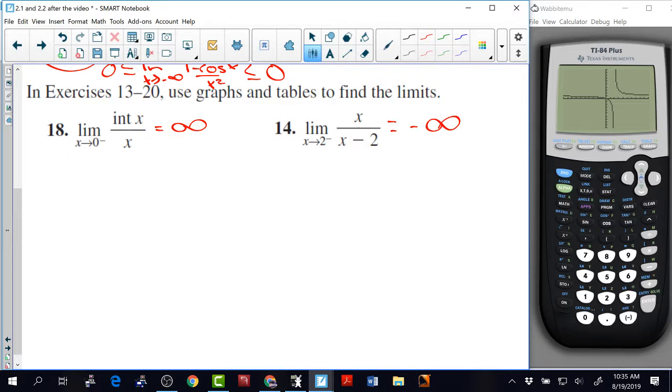Go ahead. Would we put infinity and negative infinity, or would we say it doesn't exist? One-sided limits, I can't think of a time where a one-sided limit wouldn't exist. You're thinking of if it said limit as x approaches just 2. That does not exist. The one-sided limit is negative infinity or infinity. Good question.